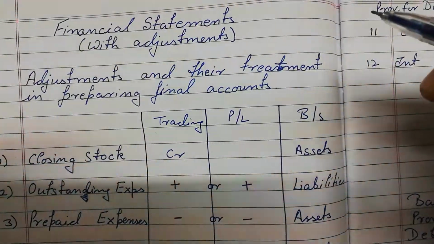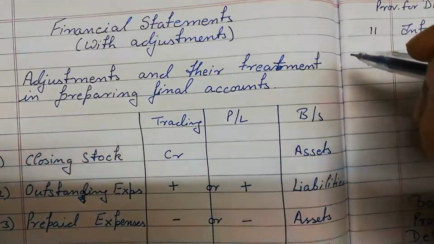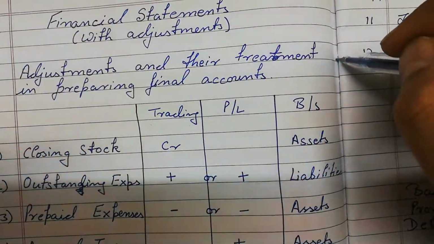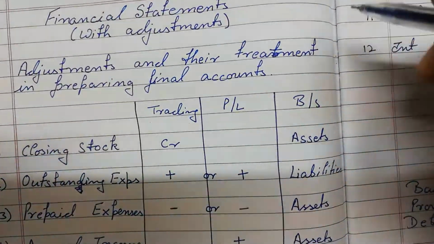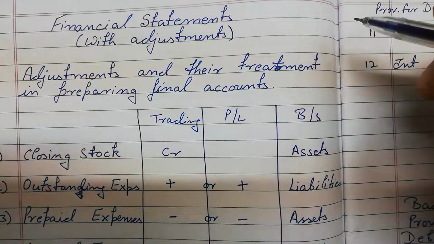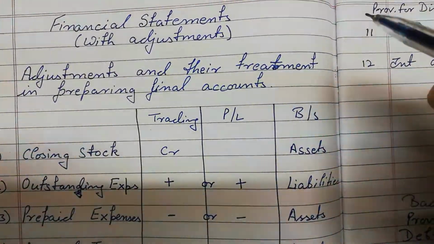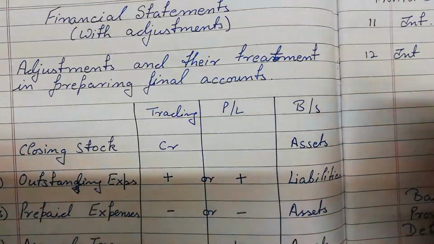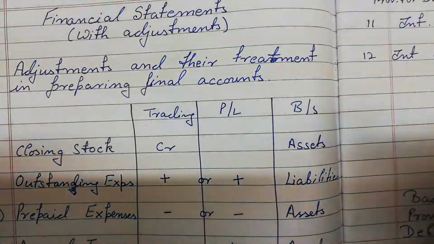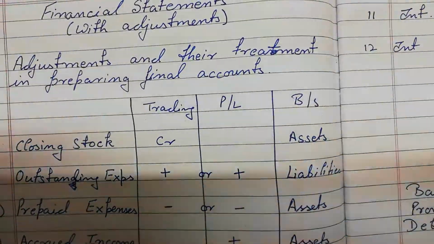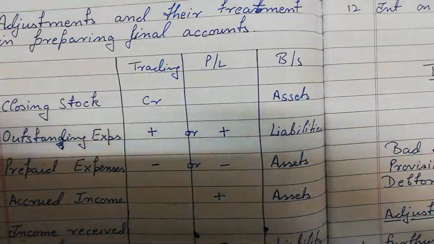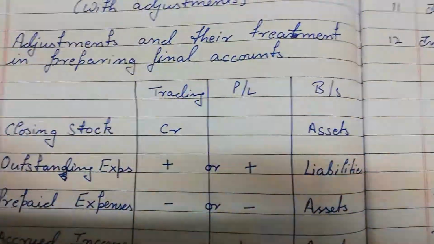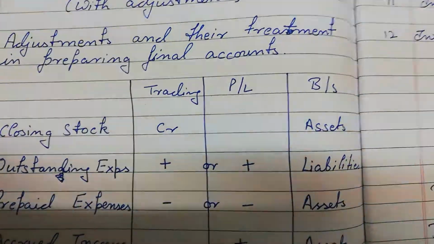One thing I tell you, that these adjustments come twice because we are following the double entry system. So an error gives effect to two accounts. So these adjustments come twice in the financial statements. Okay?